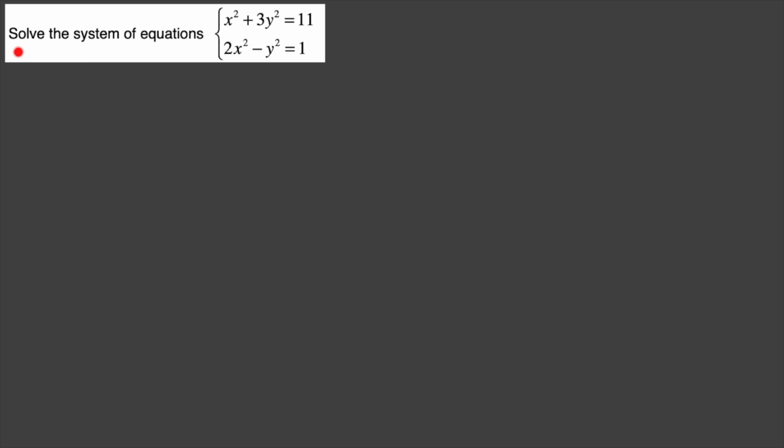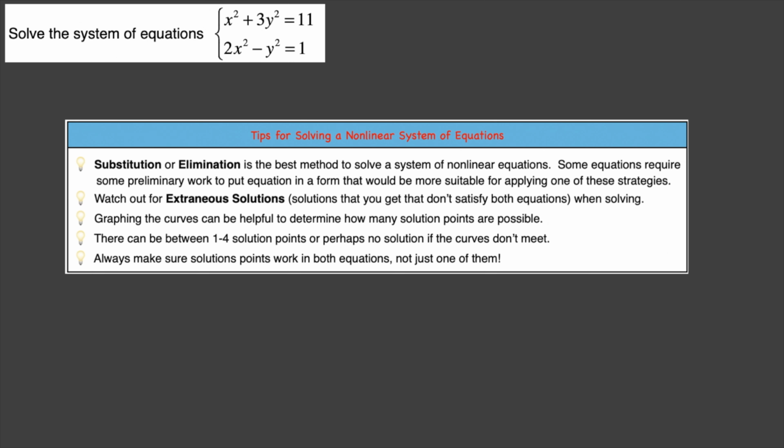This question says solve the system of equations x squared plus 3y squared equals 11 and 2x squared minus y squared equals 1. So this is a system of nonlinear equations and we are asked to solve. So here are some tips to help us solve. In general, we're going to use substitution or elimination. That's the best method to solve a system of nonlinear equations.